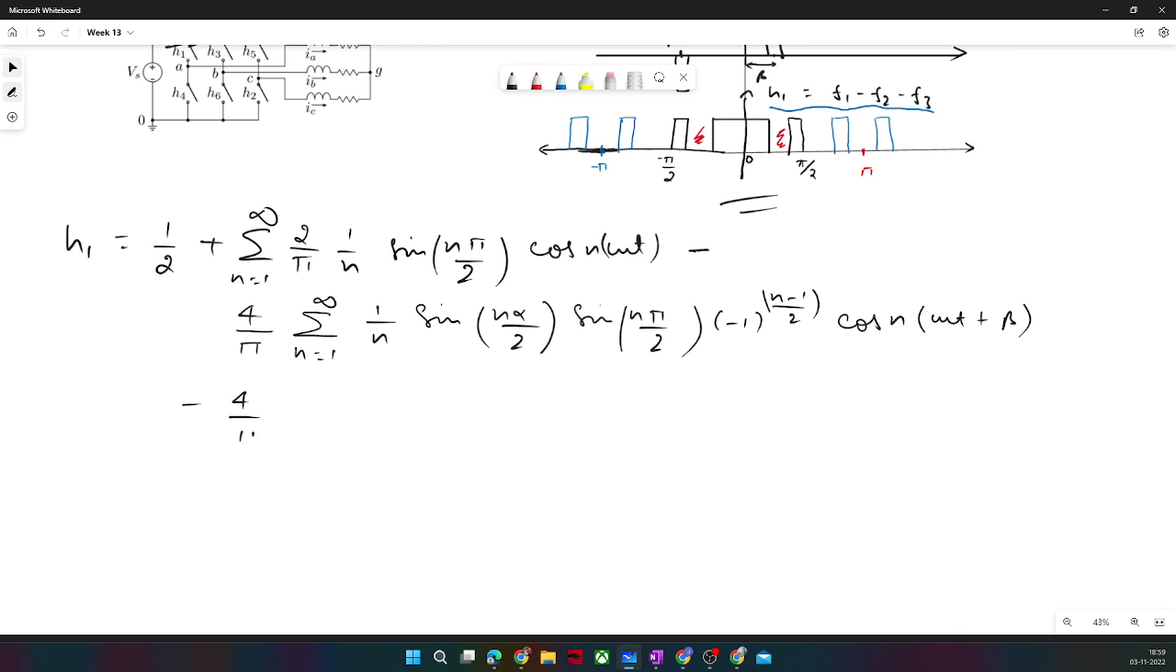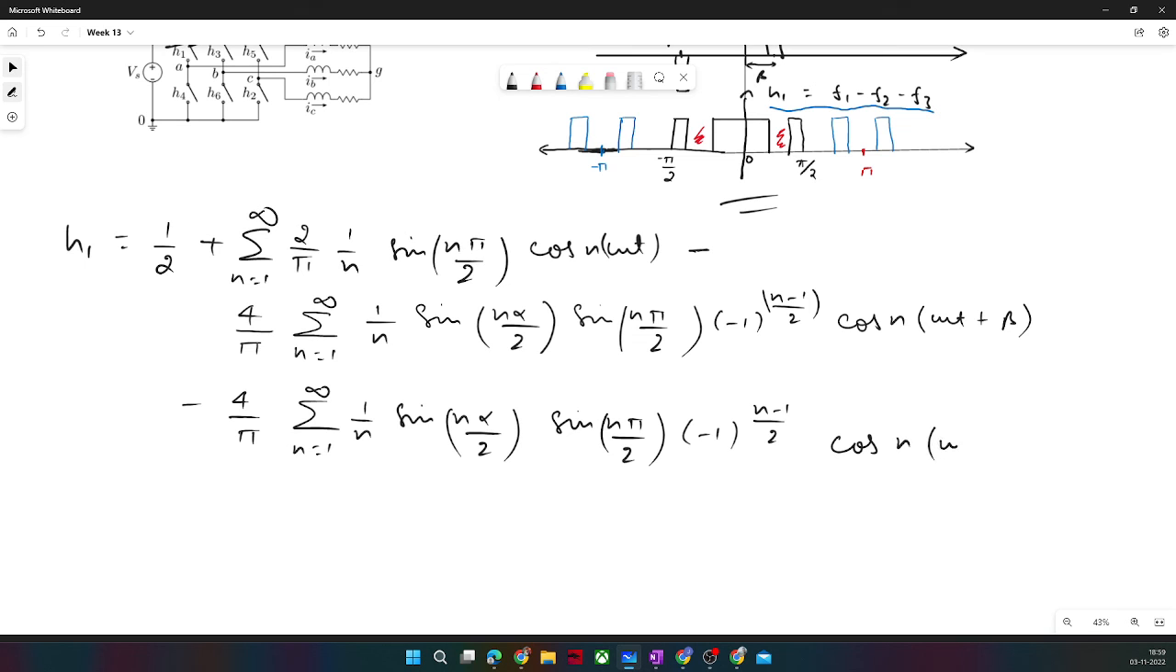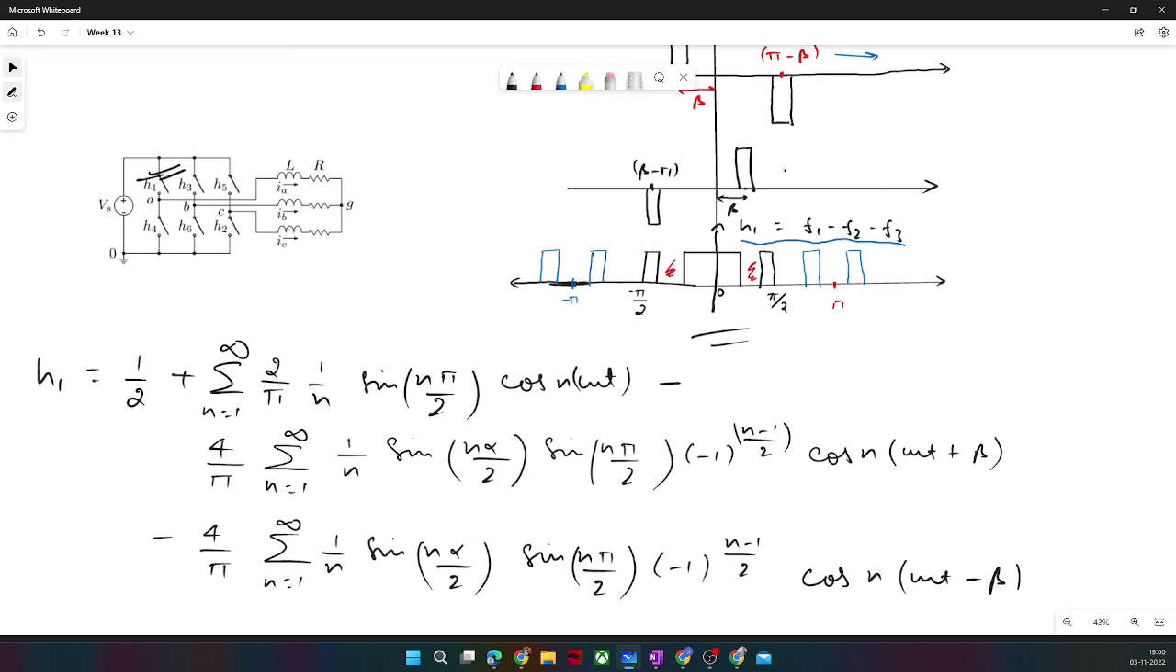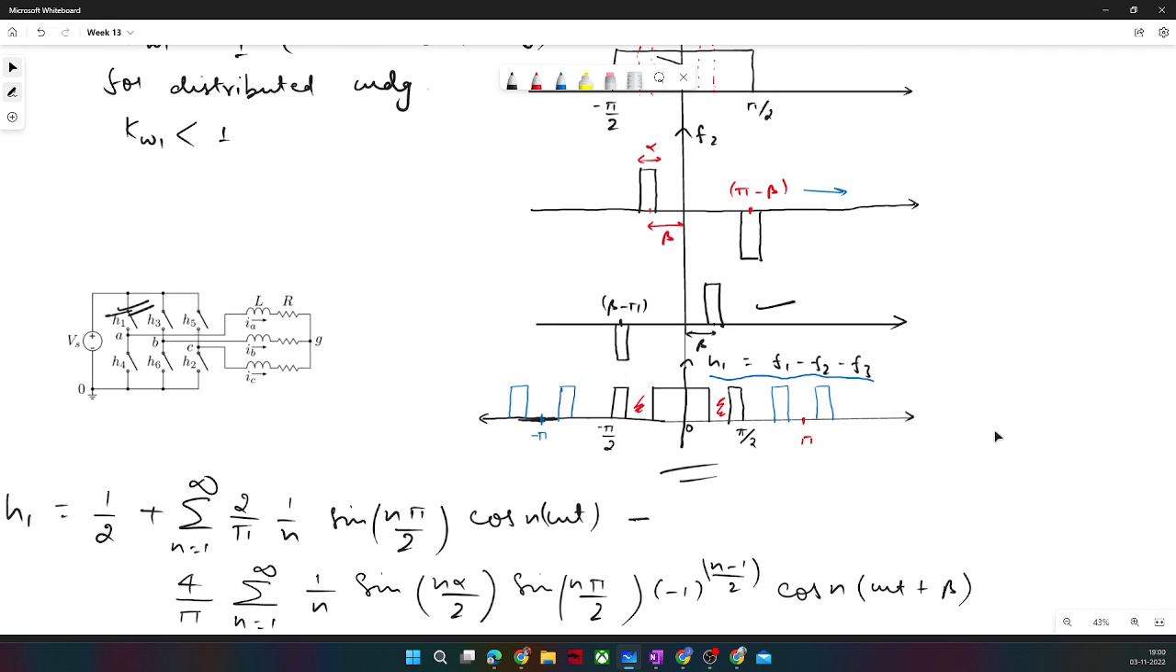minus 4 by pi, sum over n equal to 1 to infinity, 1 by n, sine n alpha by 2, sine n pi by 2, minus 1 raised to power n minus 1 by 2, cos n omega t minus beta. So it was shifted left. So, sorry, right. So it is minus beta and it was shifted left. So plus beta.